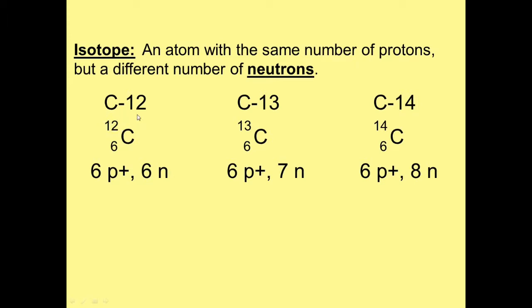How do I know that? Because when I look at the periodic table, at the bottom of the carbon square it says 12.011. So the average is pretty close to 12. But some carbon atoms have an extra neutron or 2 extra neutrons from the most common one. We call all of these isotopes. There are 3 isotopes of carbon.